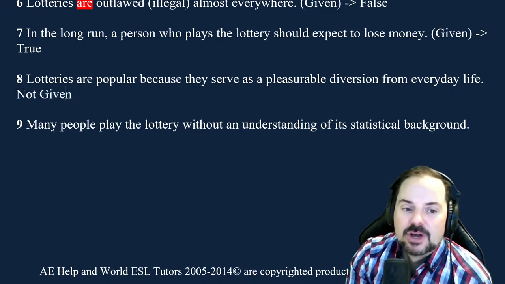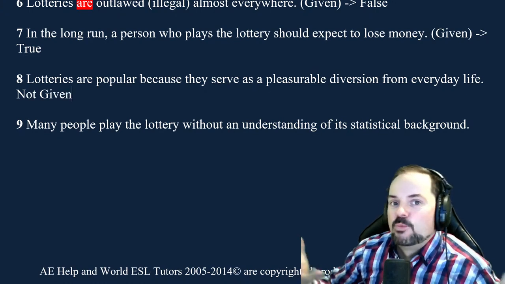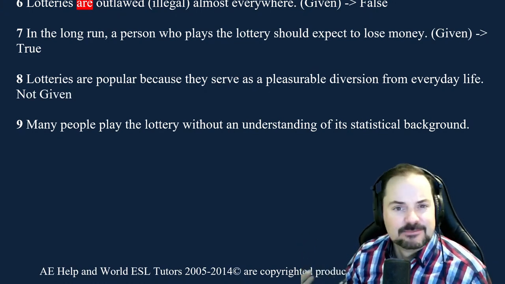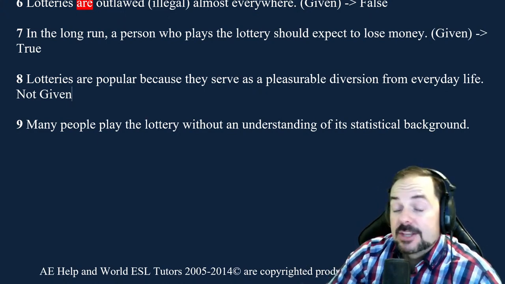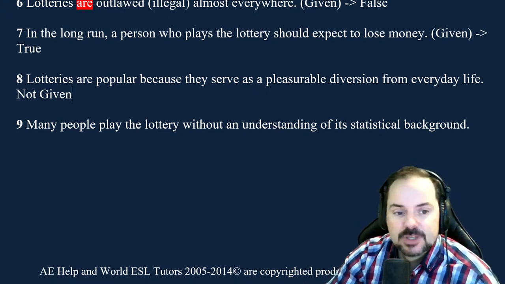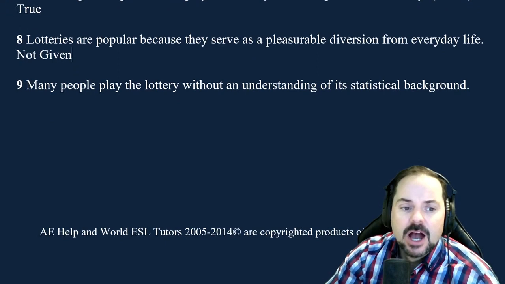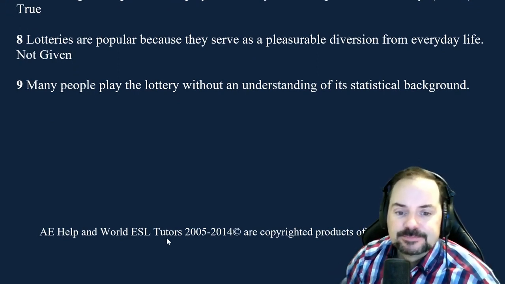First of all, it's probably not even true. Secondly, why would the author say that? How would they say that? It doesn't make sense, right? So it's not given. You can't search for it because it's not given. You have to use your logic. Okay, number 9. Read that one.